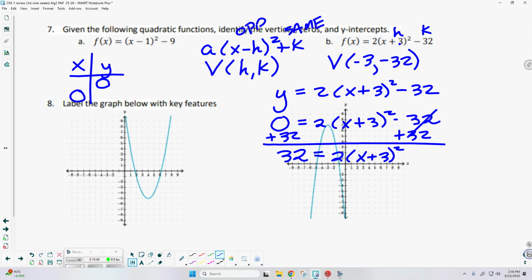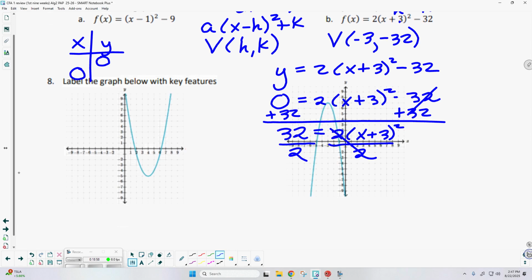Okay, not yet. There's something I've got to do before we do that. Divide by 2. I've got to completely isolate this squared group before I go after that 2 right there. So what's half of 32? 16. So 16 is equal to x plus 3 squared. Once I've got that group by itself, now I'm going to take the square root. Remember, a square and a square root are going to cancel out. So what will x plus 3 equal?